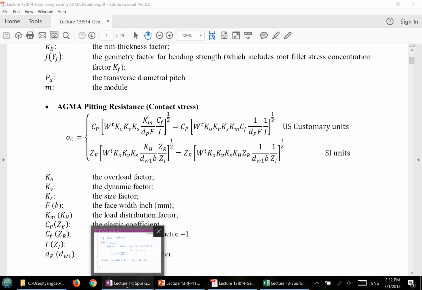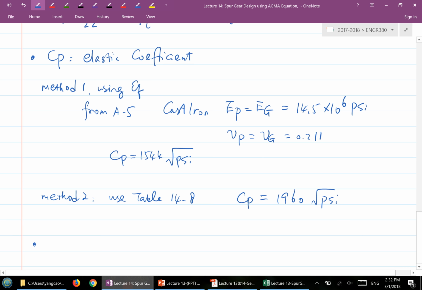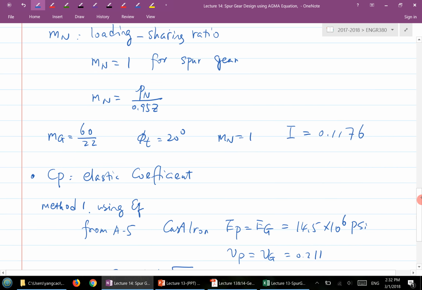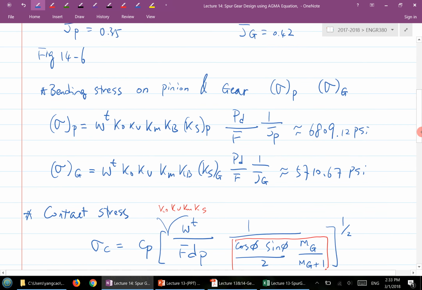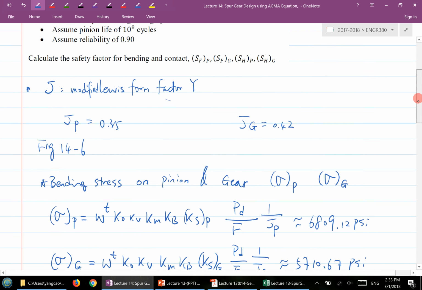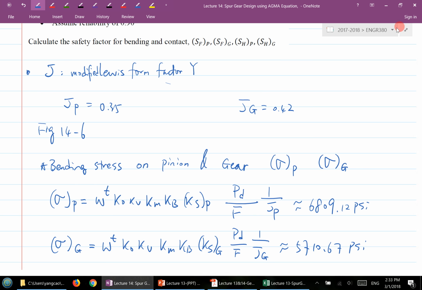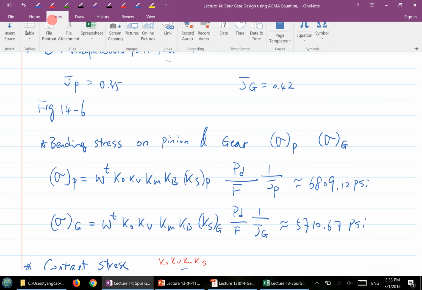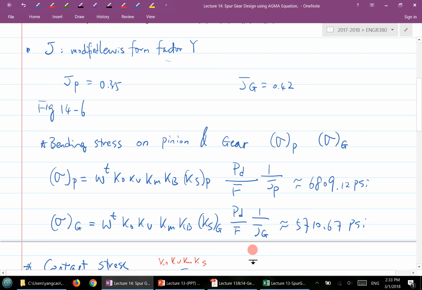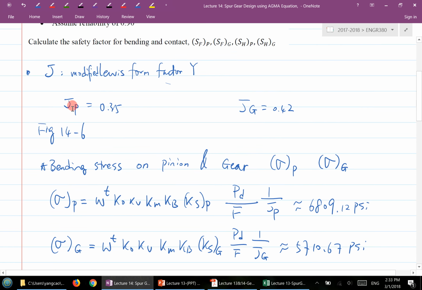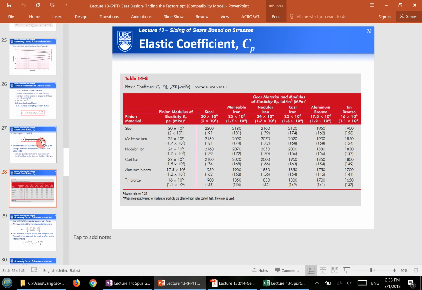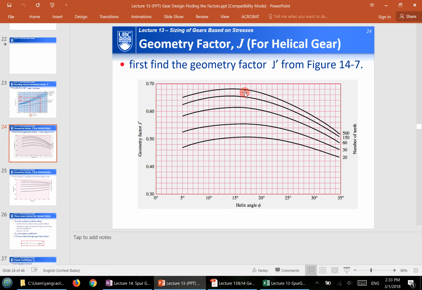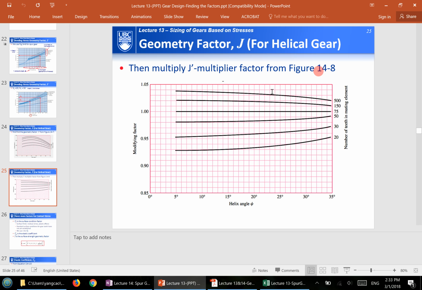So basically, once you finish the bending stress, this part is actually not too bad. I really wanted to go back a little bit to the G factor. I think I missed one point I wanted to mention. In this particular example, we use a spur gear, right? You might want to choose a helical gear for your design. If you use a helical gear, then finding the G value will be slightly different. You're going to use two figures. One is figure 14-7, another is figure 14-8.